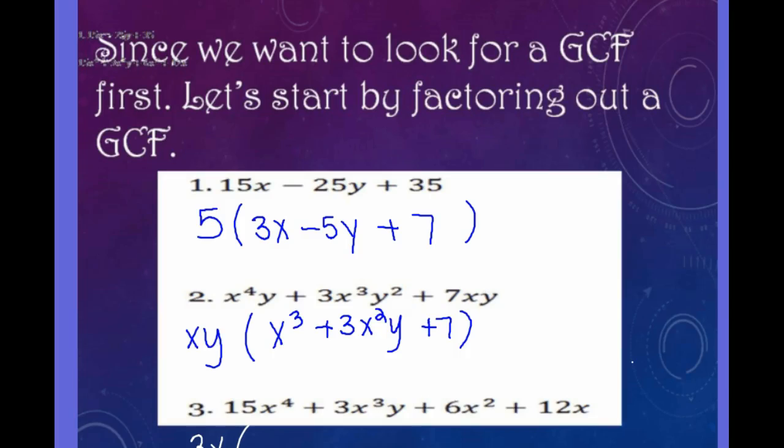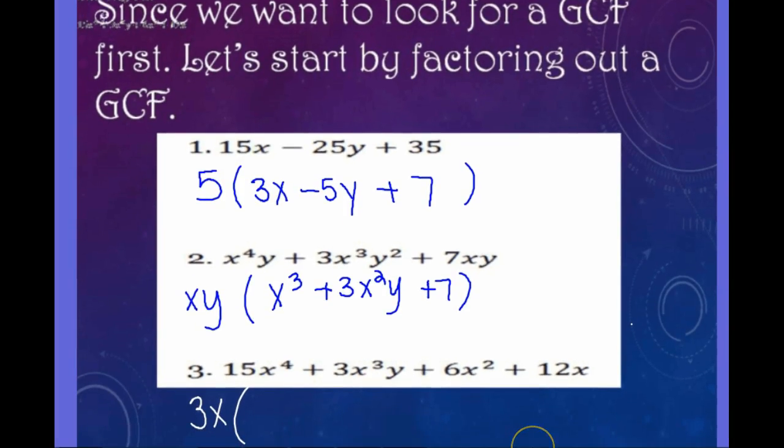Alright, so what's left behind? 15 divided by 3 is? 3x cubed y divided by 3x. 6x squared divided by 3x. 12x divided by 3x.